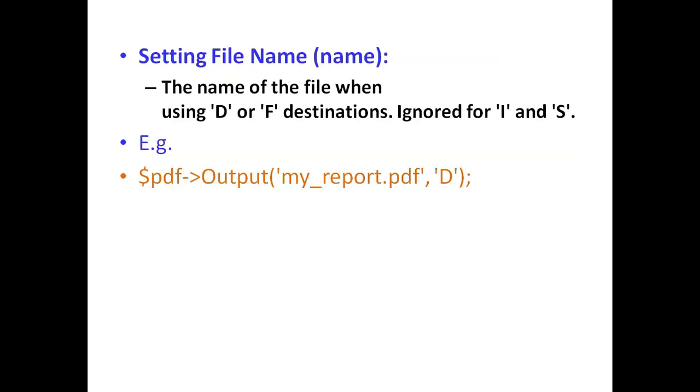You can set the file name for the PDF file, but these options are useful when you are using D or F destinations. The file name is ignored if you are using I and S. For example, $pdf->Output, file name and option D.